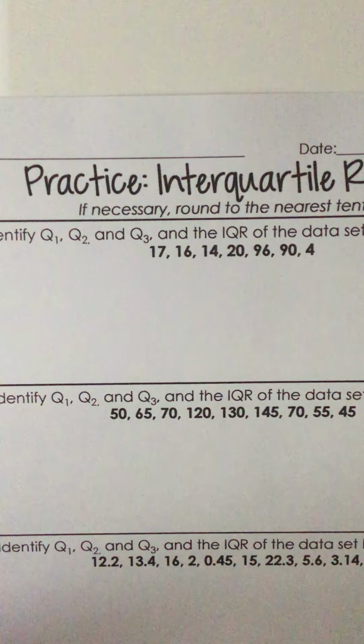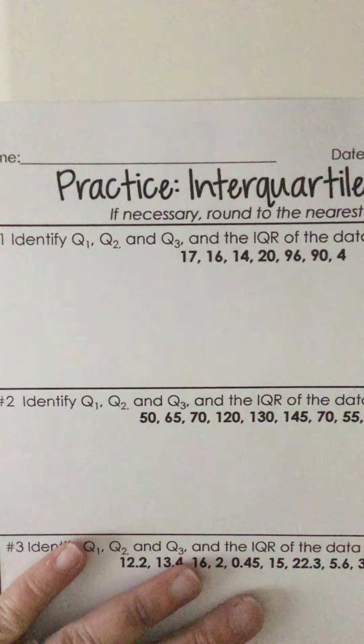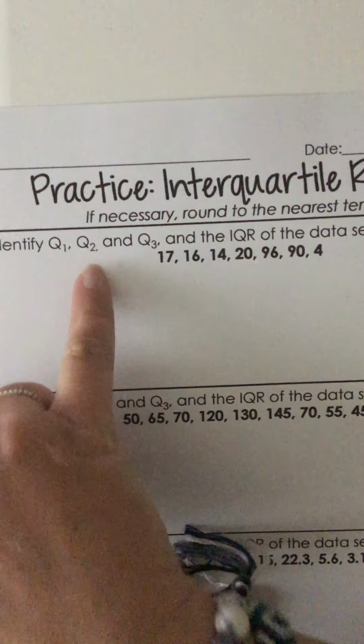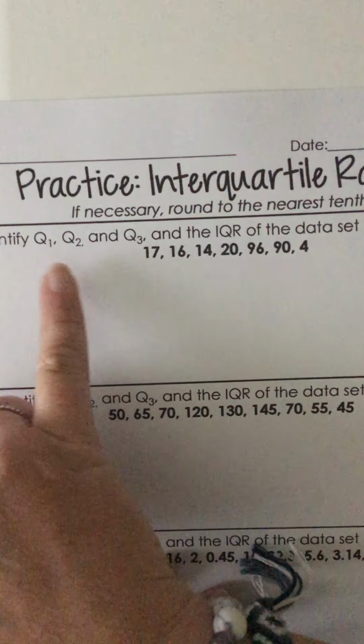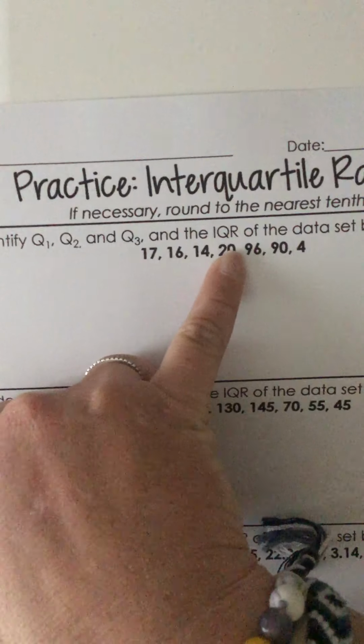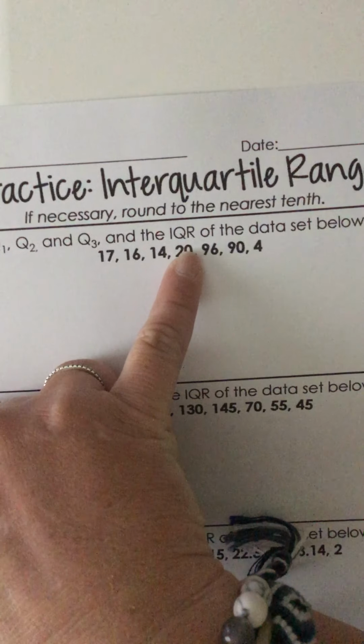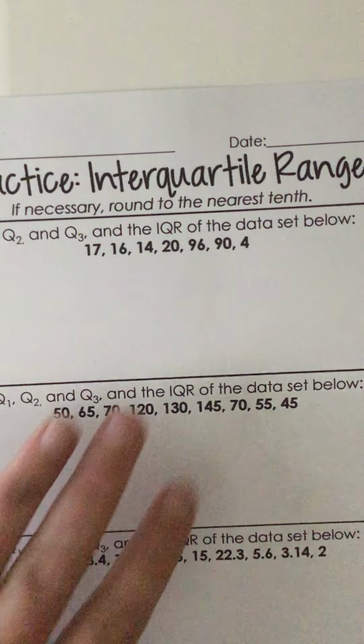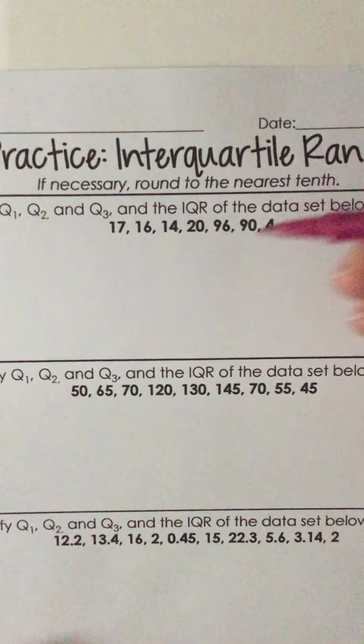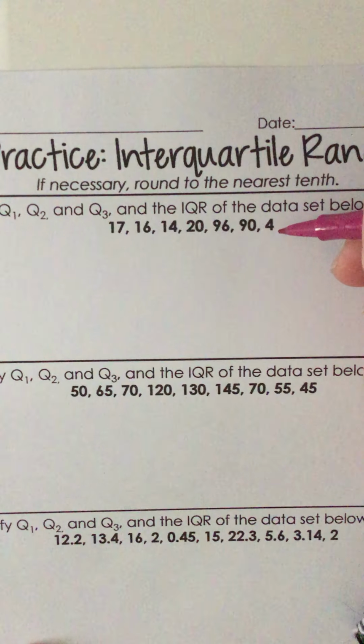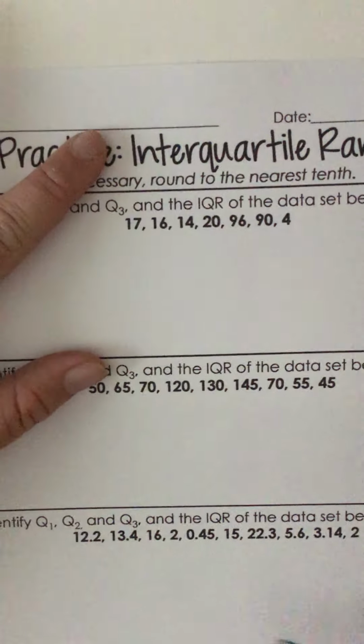And make sure that you identify, because it says in the directions, identify Q1, Q2, and Q3, and then find the IQR for the data set below. So we're looking at the first one, and you'll notice these numbers are not in order from least to greatest, so that's the first thing you need to do.